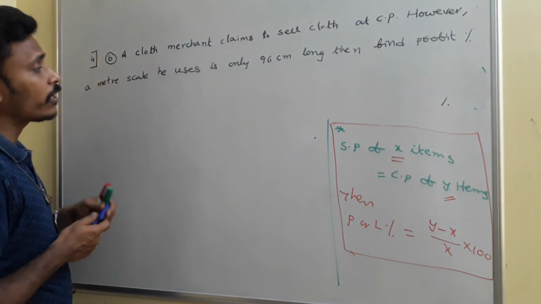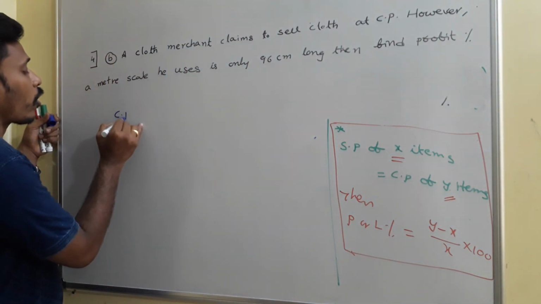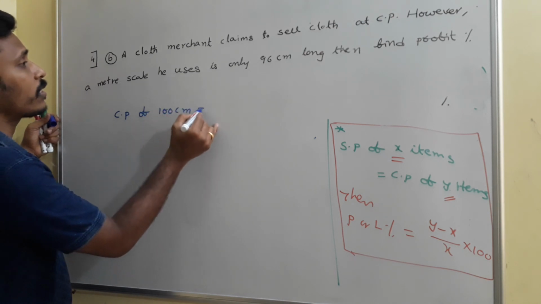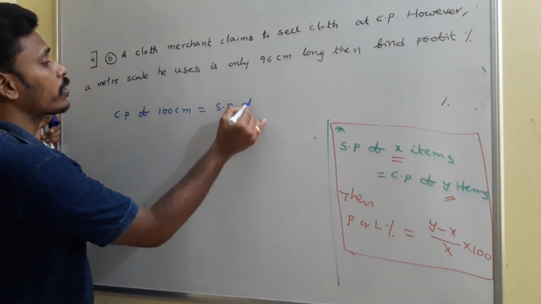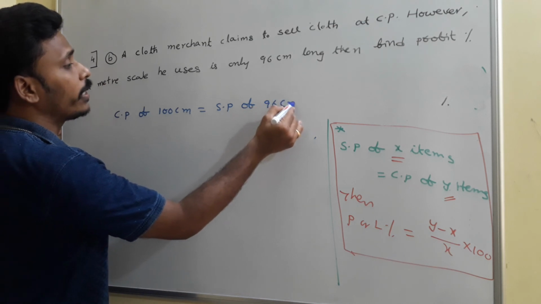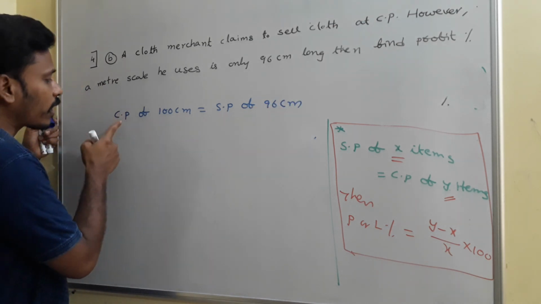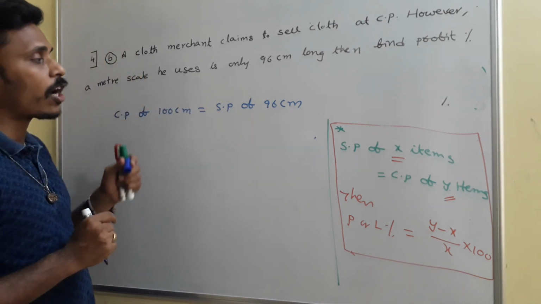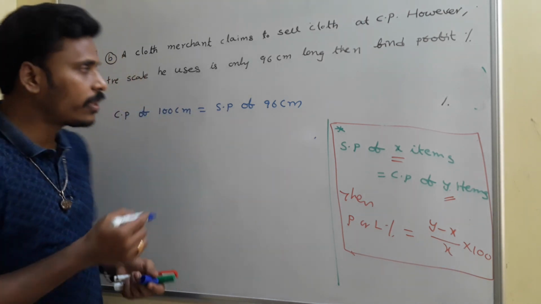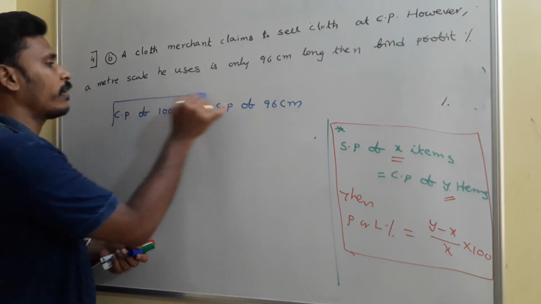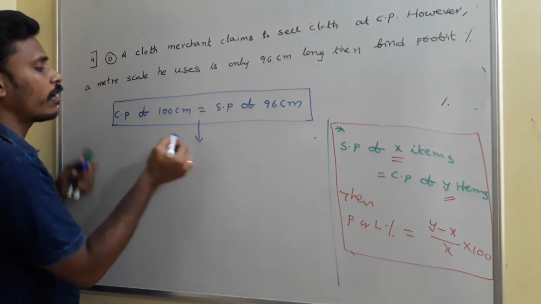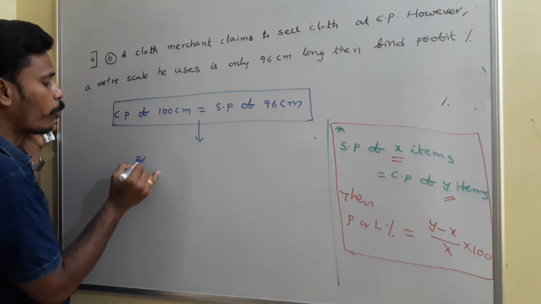For that particular cloth merchant, cost price of 100 centimeters is equals to selling price of 96 centimeters. This fundamental line we need to identify from the given problem, and if this is clear, then profit percentage is very simple by that particular formula.